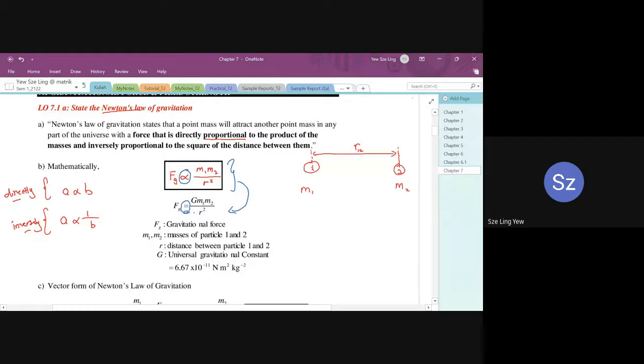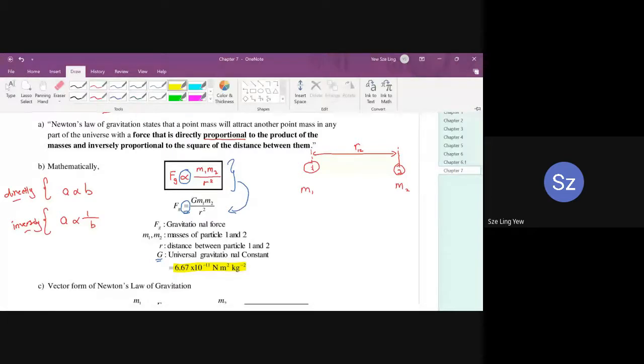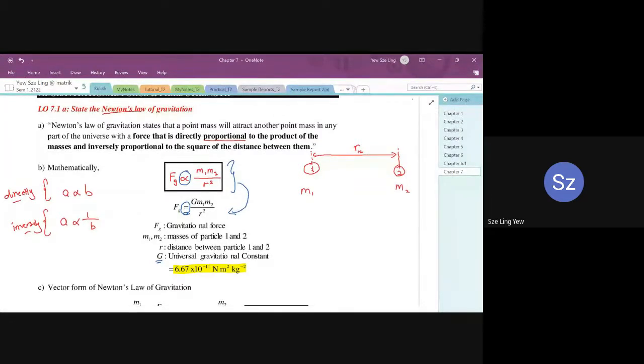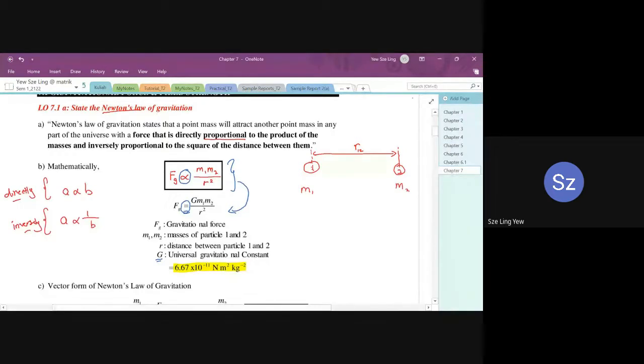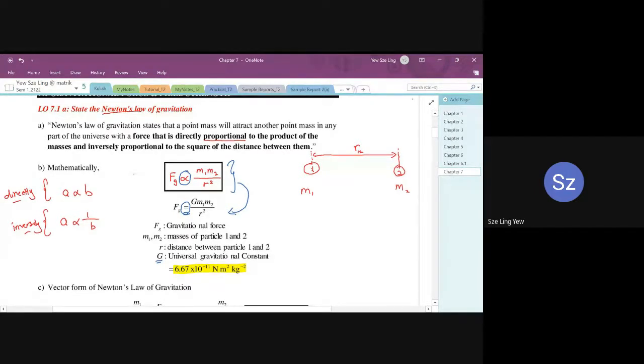The constant that we add in this equation is G, which is the universal gravitational constant. The value is 6.67 times 10 to the power of negative 11. This value will be given in the list of constants, so you don't have to memorize it. What you have to do is know when to apply this constant value. All right, so remember, this is what I call the definition.